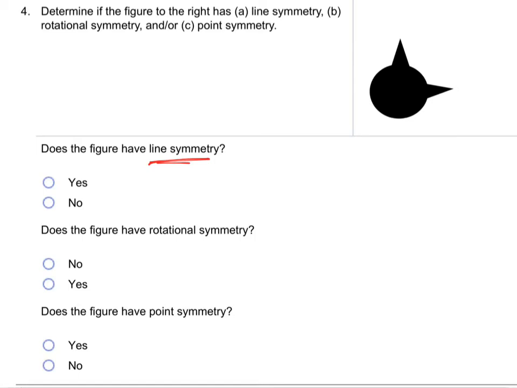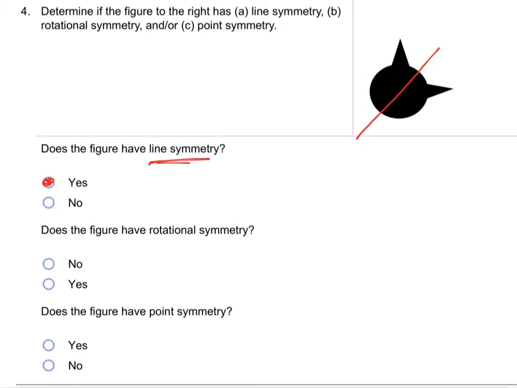I think like right here between. Yeah, right between the ears, huh? Yeah. Exactly, right? And that's right, isn't it? That's the fold line. It would fold right about that line. It would fit right into itself there perfectly. So yes, it has a line of symmetry.